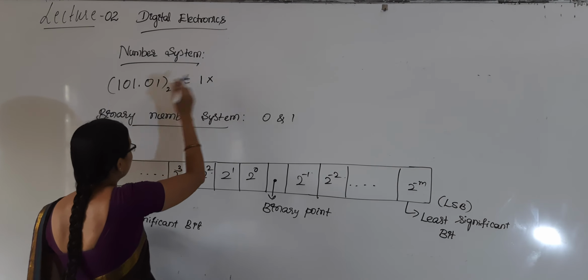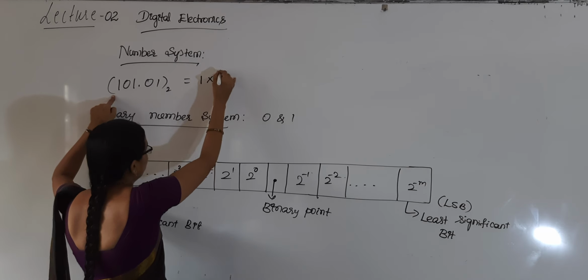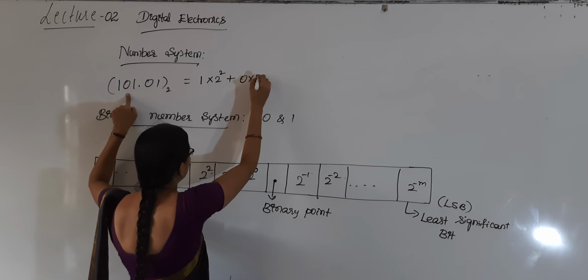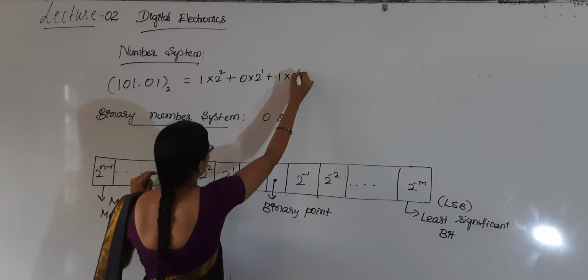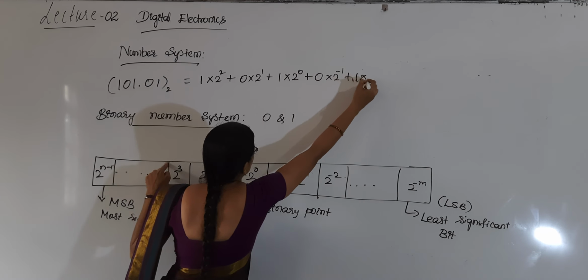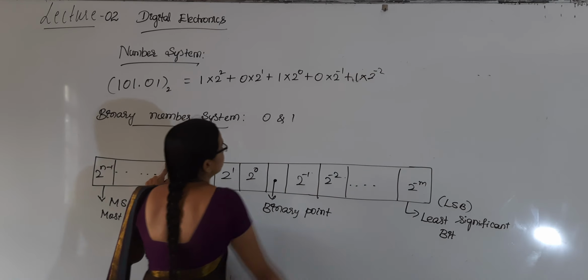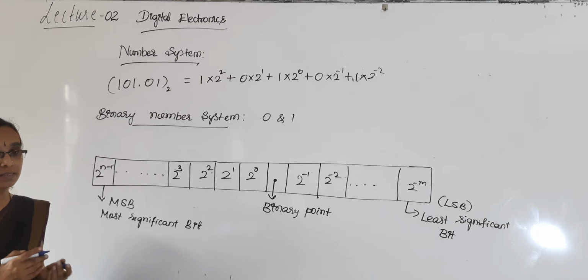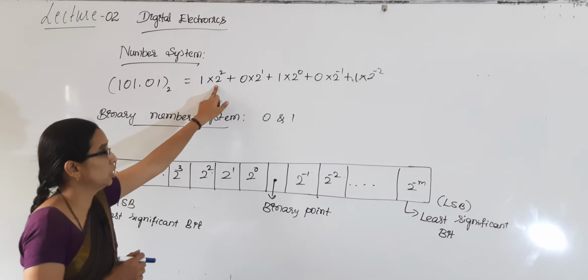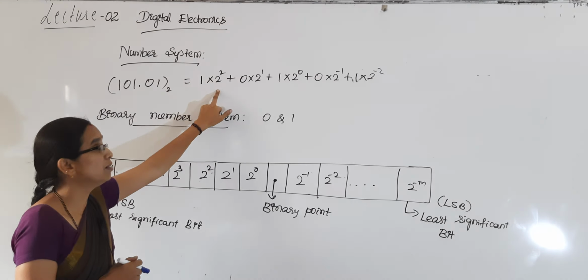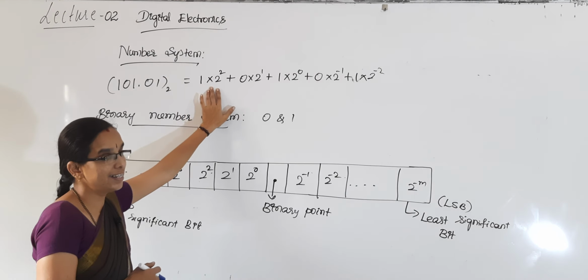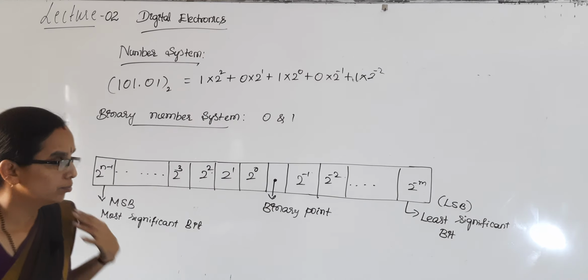The position value of this is 1 into 2 power 2, that is 4, 0 into 2 power 1, 1 into 2 power 0, 0 into 2 power minus 1 plus 1 into 2 power minus 2. This is how we represent the numbers in the binary number system with base 2. In case of decimal, base will be 10. So, positional weight will be here 100, here it is 4. Okay.